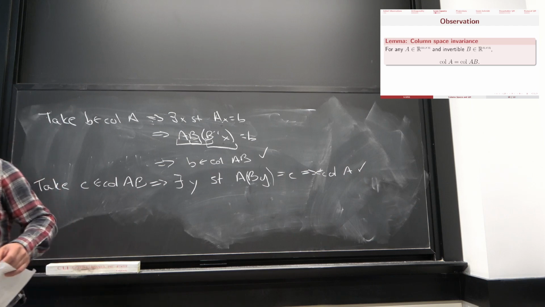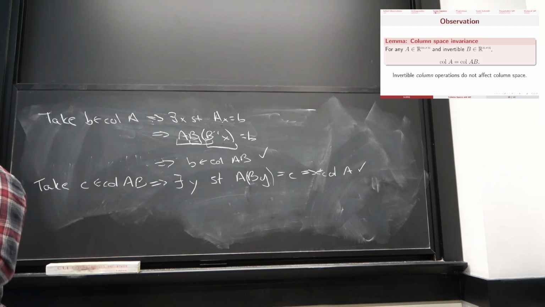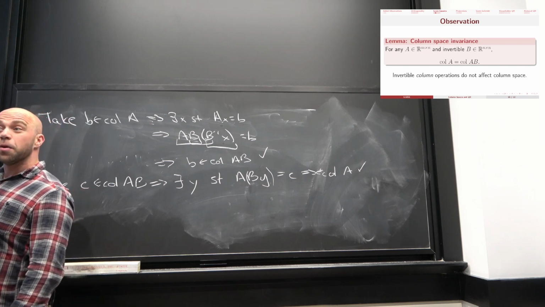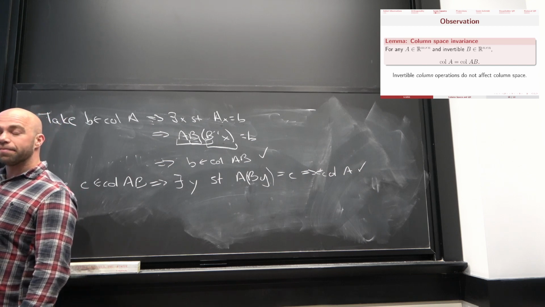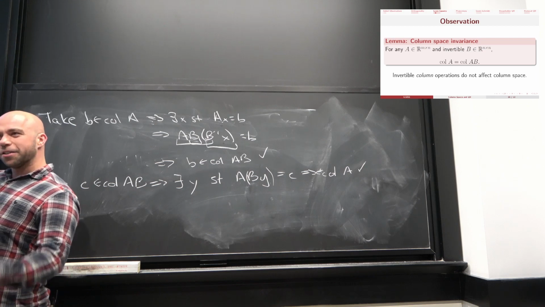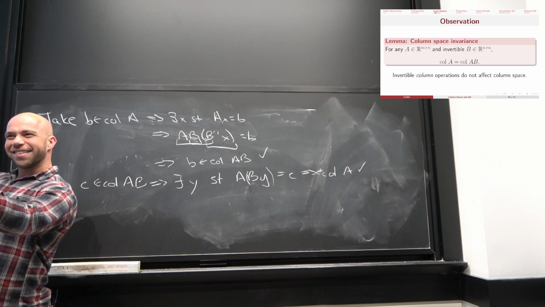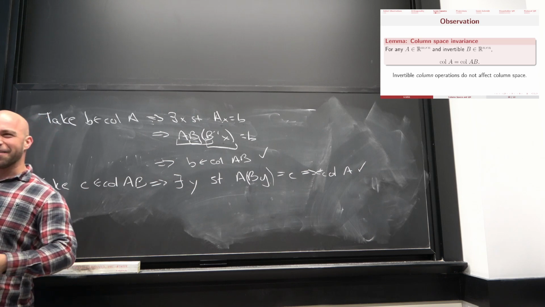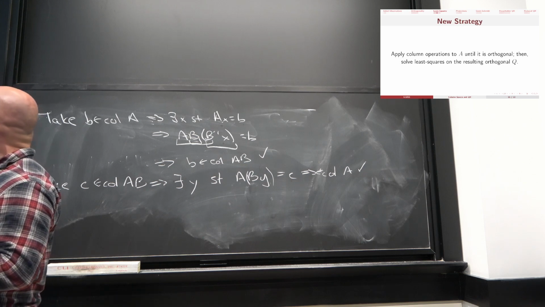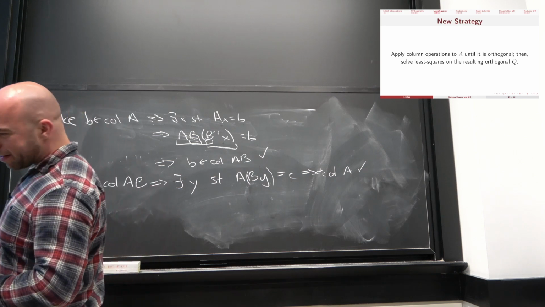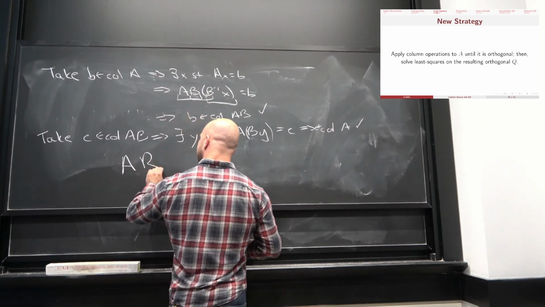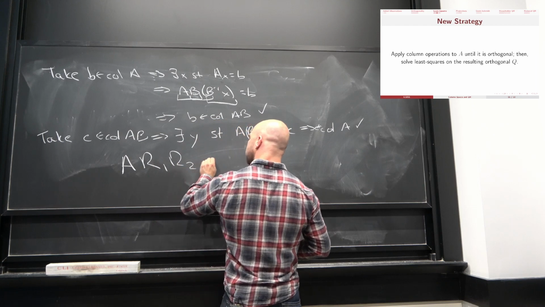So in particular, invertible column operations don't affect column space. Notice this is where QR and LU start to diverge, right? Because when we were doing Gaussian elimination, we were doing row operations, multiplying on the left. Now we're going to do column operations, multiplying on the right. Okay, so this is our strategy. We take A, and we're going to keep multiplying it by different upper triangular matrices that are invertible.